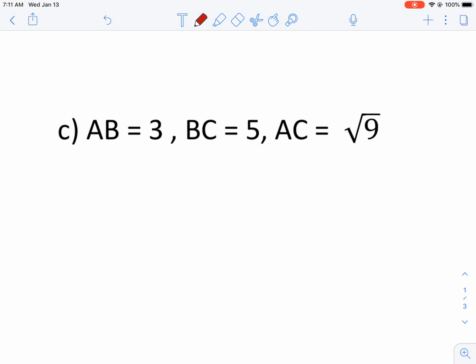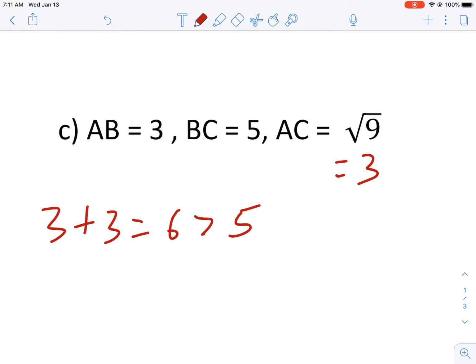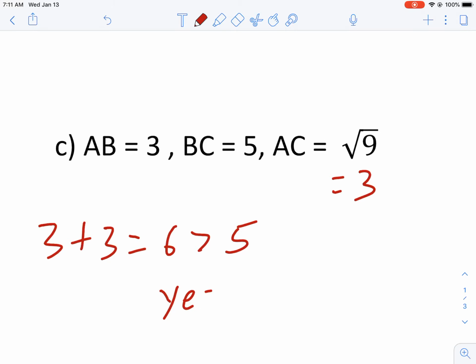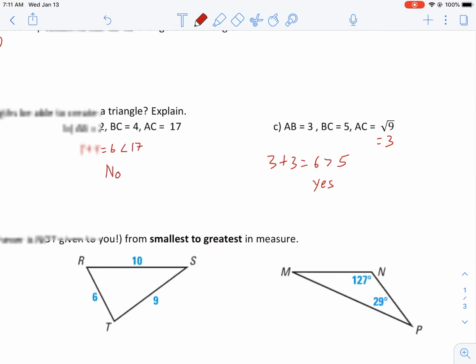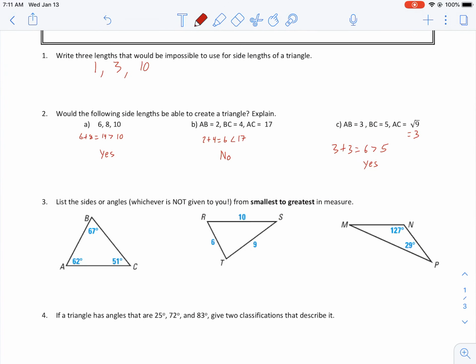3, 5, and the square root of 9. Okay, well, the square root of 9 is 3, so the 2 smallest sides are 3 and 3. So 3 plus 3 equals 6. 6 is greater than 5. So we can say yes, that is a triangle.